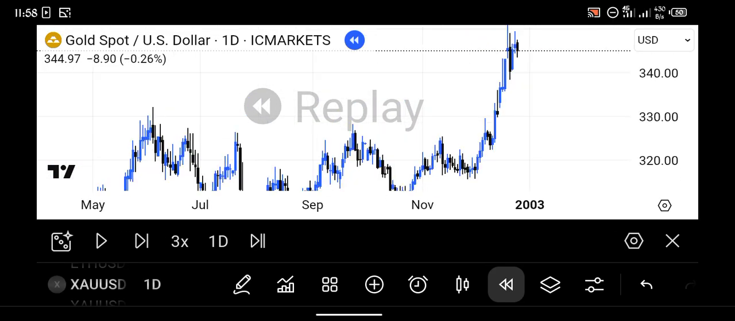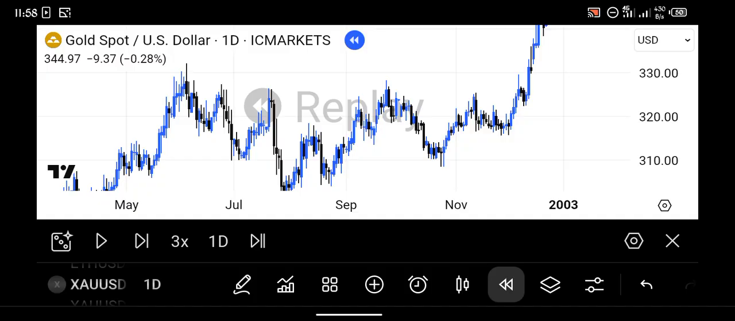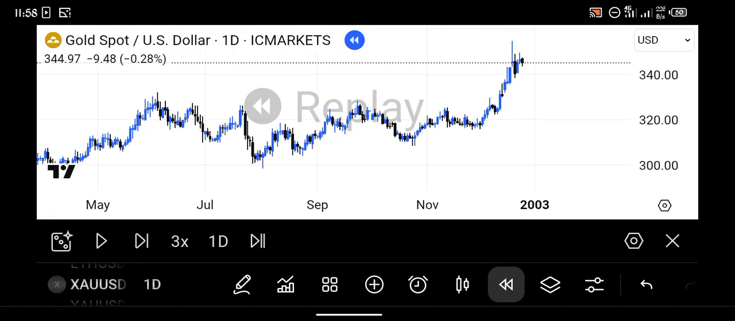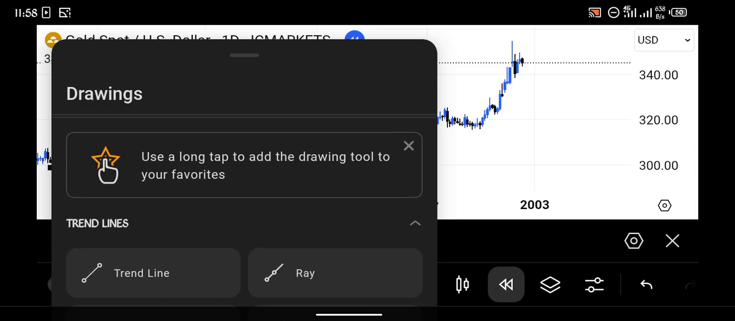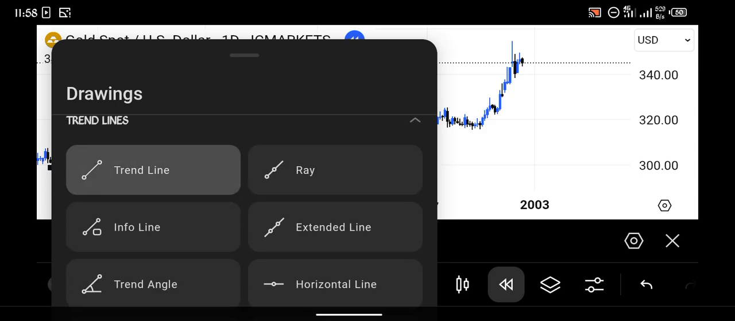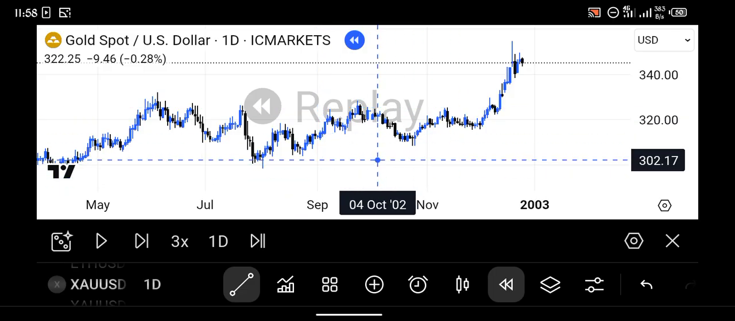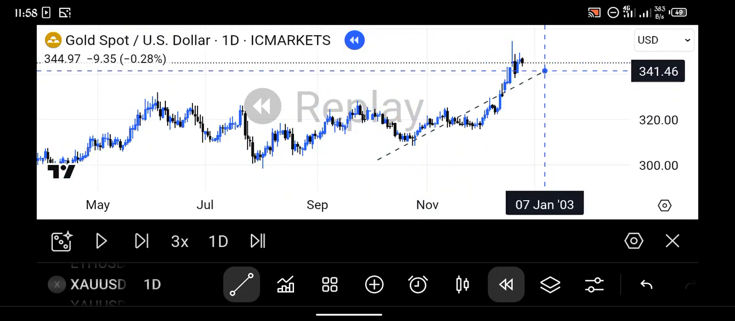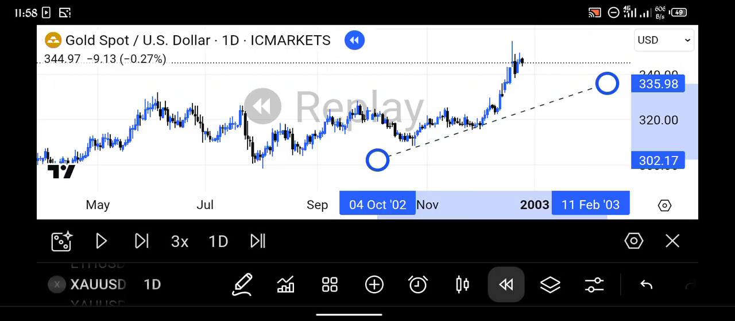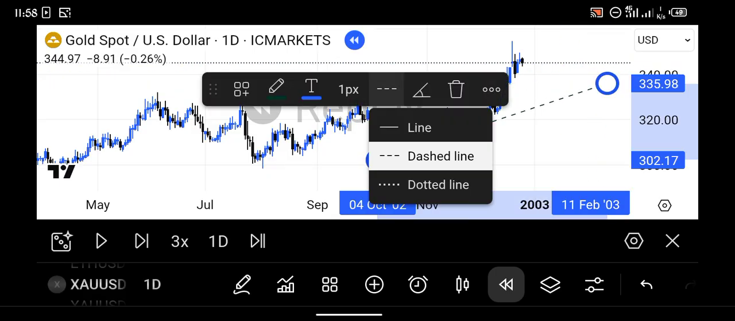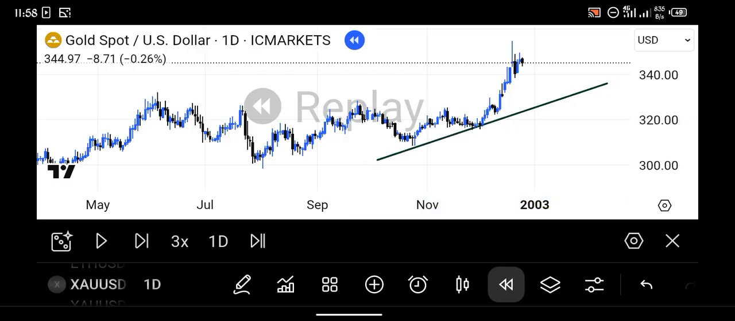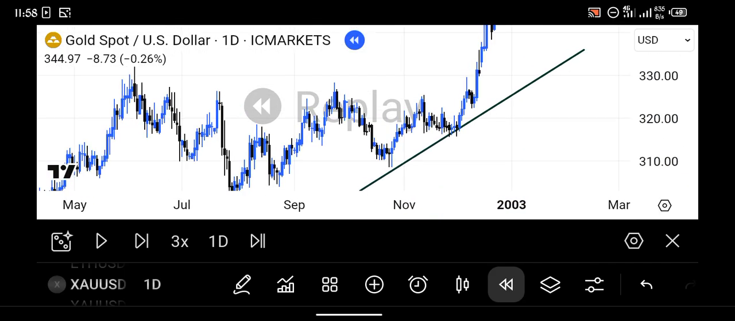So now this is an uptrend. Remember, if you don't know how to catch an uptrend, see what you basically do. There's nothing much in it. Just get a trend line on TradingView. Get your trend line. So you mark from here up to here. You can see the trend. You can see it is a buy. Do you see?